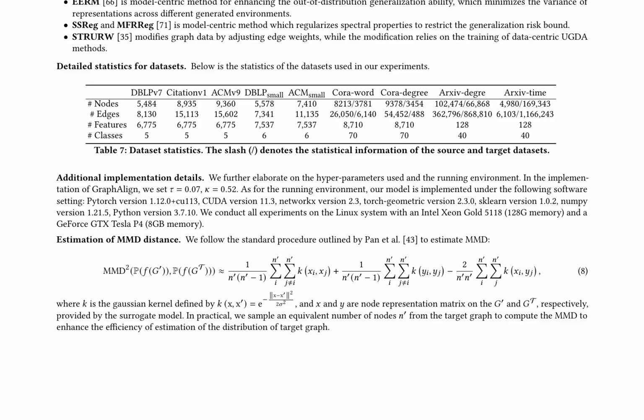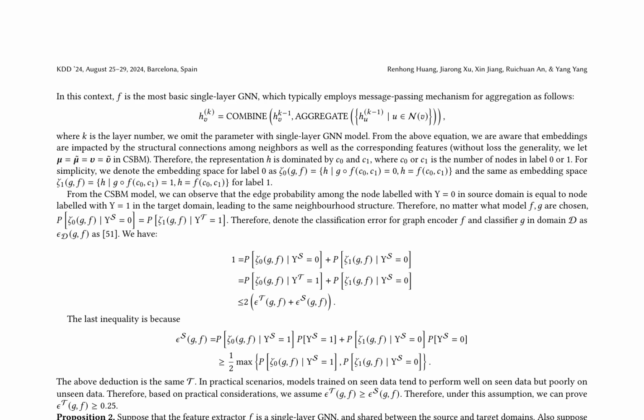Additional experimental results include the performance of GraphAlign under different initialization methods and the impact of GraphAlign on the eta parameter, which affects the generalization bound for UGDA. The results show that GraphAlign effectively reduces the value of eta, highlighting its superiority in modifying data to address UGDA.